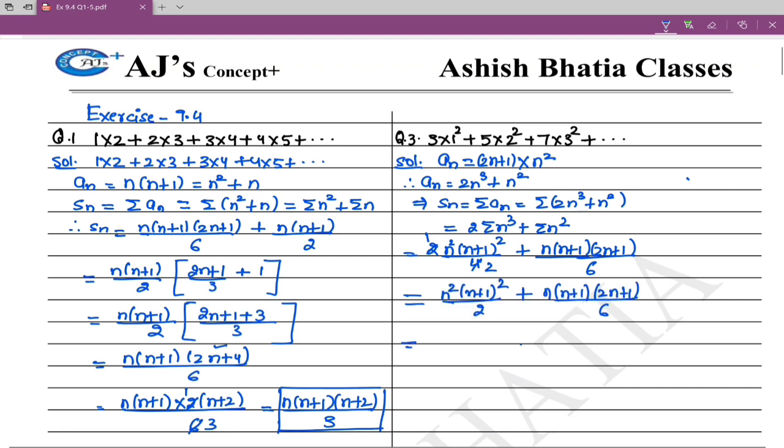Now we can take n into n plus 1 by 2 common, and we will be left with n into n plus 1 plus 2n plus 1 upon 3. Now if I take the LCM, it will be 3 in the denominator and 3n into n plus 1 plus 2n plus 1.